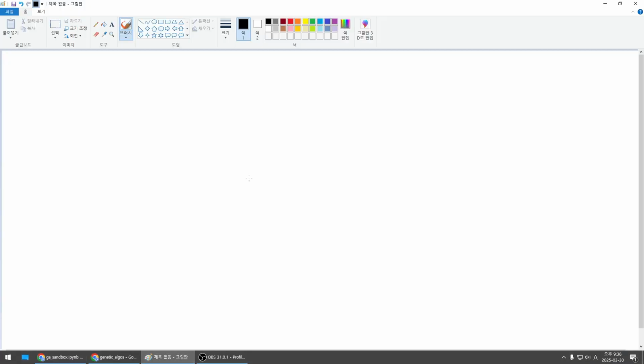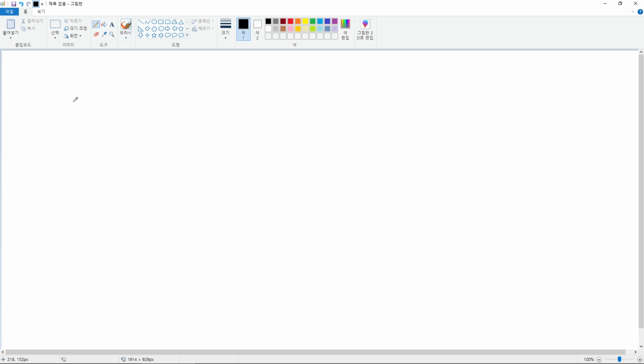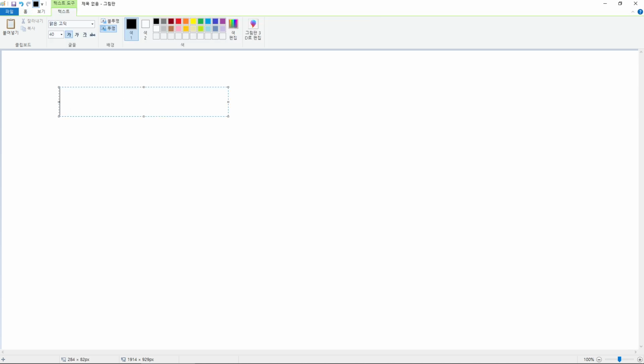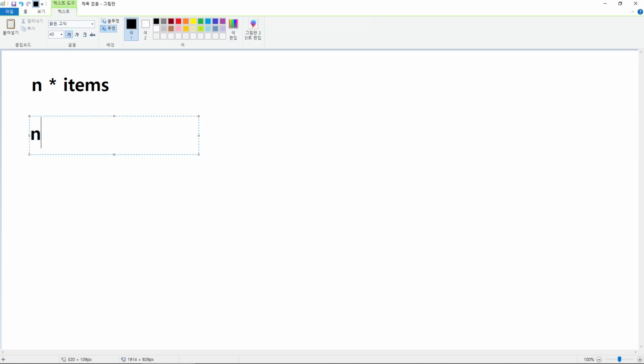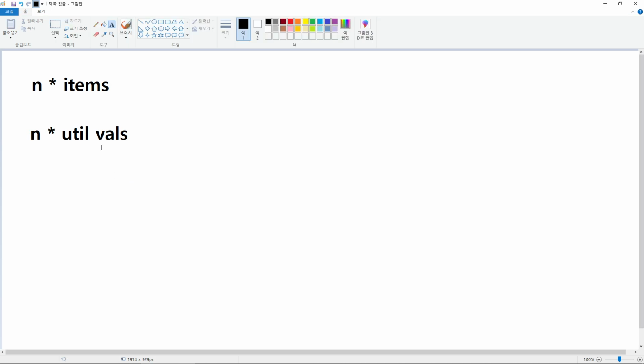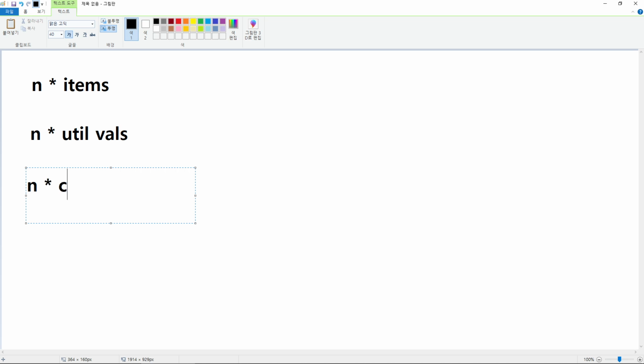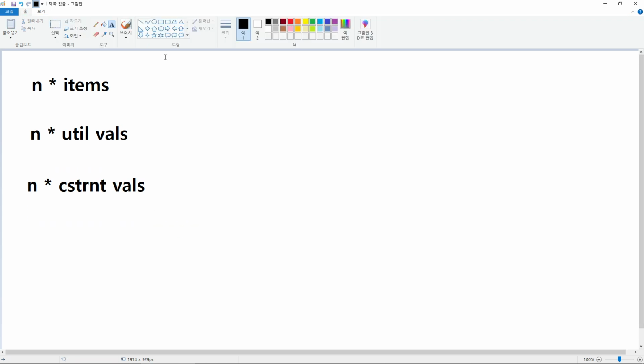So if I wanted to make that clearer, I would have n number of items. Let's just do this. I think this is better. Yeah, this is better. And then if I had n items, I would generate n items from item 1 to item n, and then I would need to generate n utility values. And then I would also need to generate n constraint values, right?